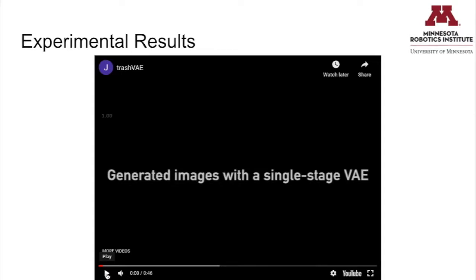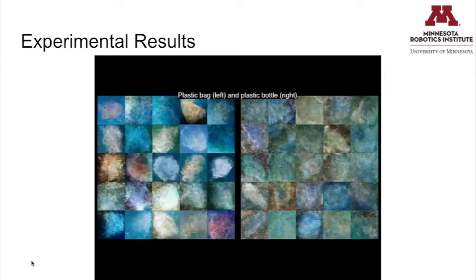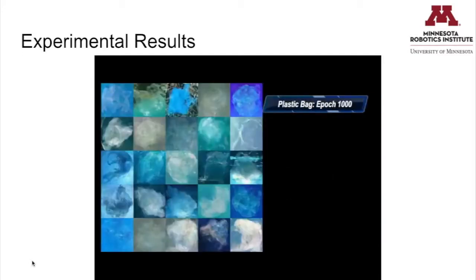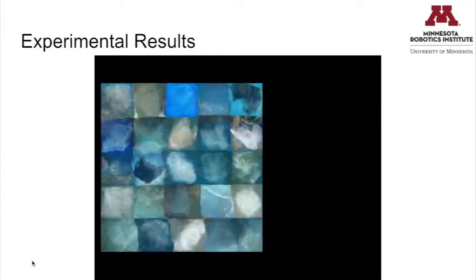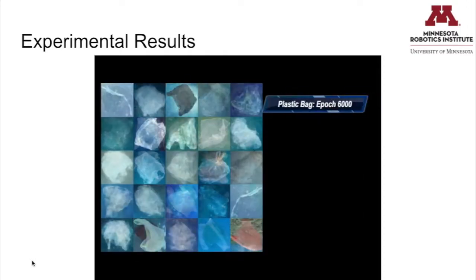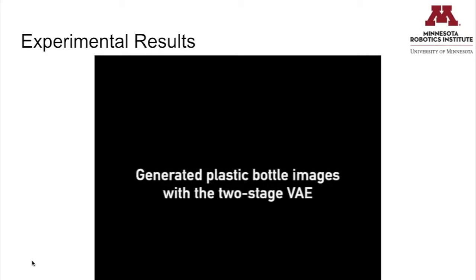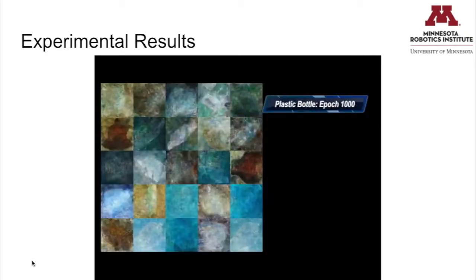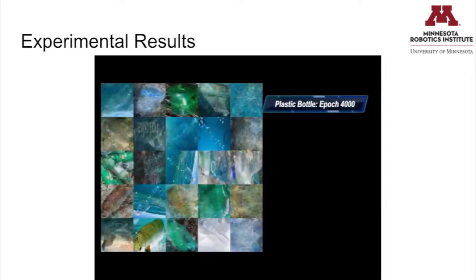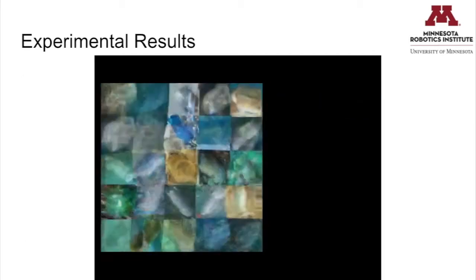This video highlights the result of the proposed generation process. Firstly, it shows the generated images with a single-stage VAE. And then followed by plastic bag and bottle images generated with the two-stage VAE with increasing training epochs. The high-quality filtered images are shown in the end.